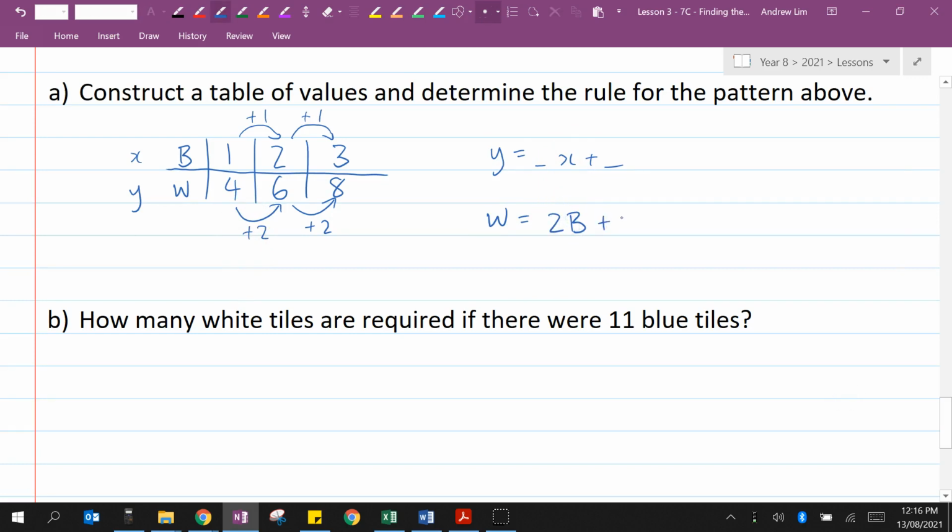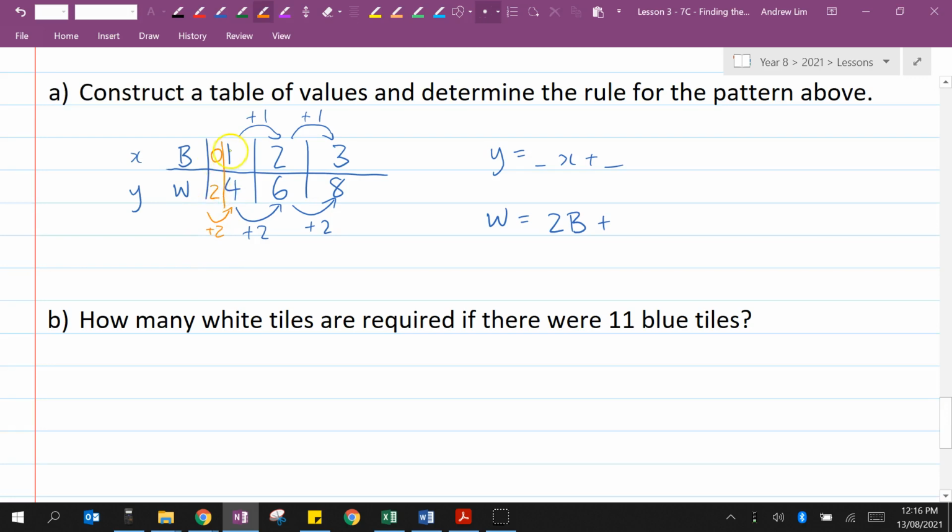Plus, okay, what is the y-intercept? Well, we don't know that, right? There's no 0 here for us to try and figure this one out. So what we could do is draw that in here, put a 0 there, and think about, alright, well, what number plus 2 equals 4? It has to be 2.